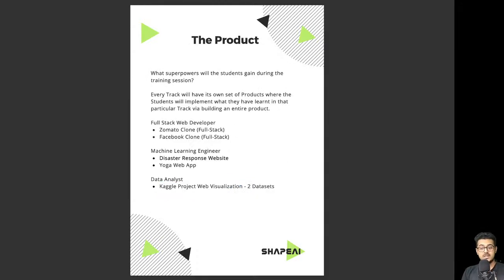The product that you will be designing is Zomato clone, that is the full stack Zomato clone, and a full stack Facebook clone as well. I'm talking about full stack. That means backend, front end, CI/CD, and then deploying it on AWS using Dockerization and Kubernetes. Then machine learning engineer, you will be making a disaster response website and yoga web app. And in data analyst, it is Kaggle project web visualization.